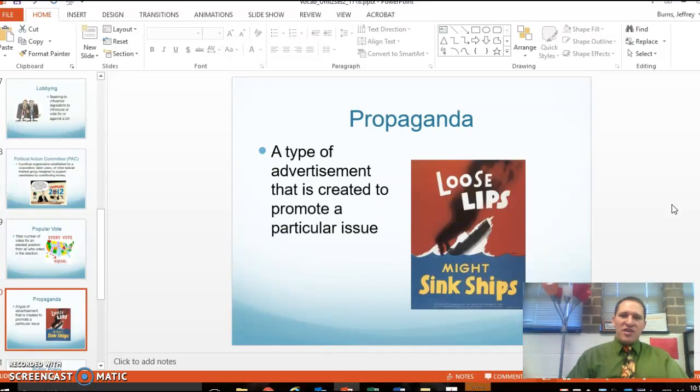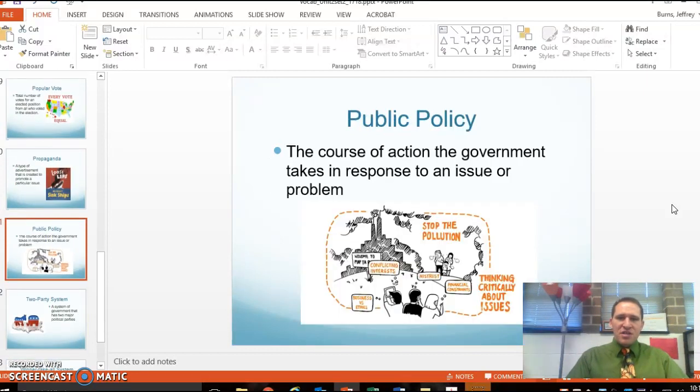All right, next we have propaganda. You've seen this ad maybe from World War I: "Loose lips might sink ships." Propaganda is used like an advertisement to promote an issue, support a candidate, go against another candidate, or go against another issue, depending on what it's being used for. This is where there are connections between propaganda and political action committees. They raise money, and then the money is used for advertisements to support an issue or go against another issue.